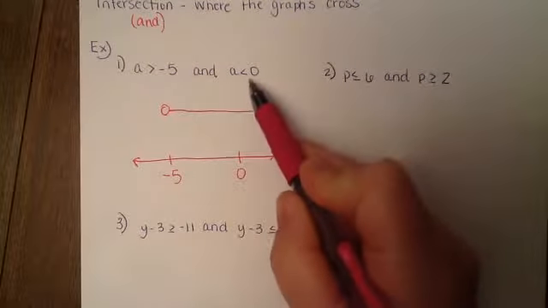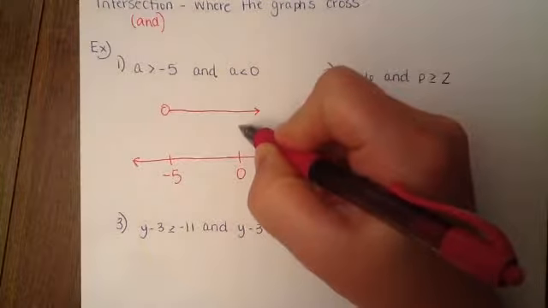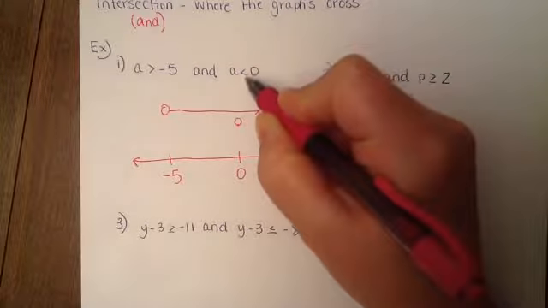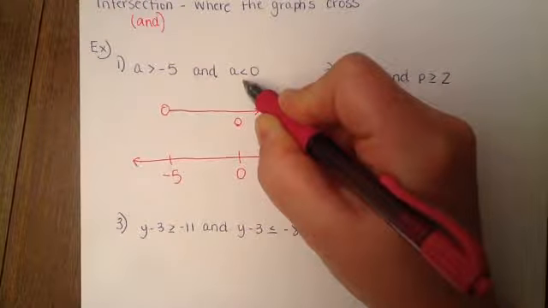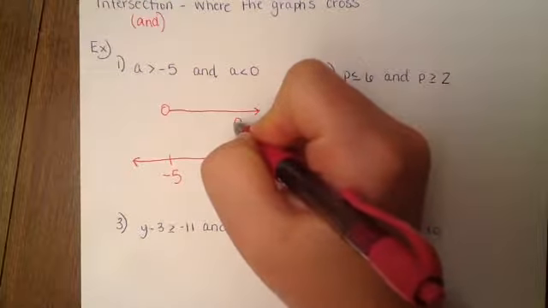Right below that, we're going to graph this one. A is less than 0. So above 0, what should we put? What type of circle? Open. There is no equal sign. Now this is a is less than 0, so we will shade left.